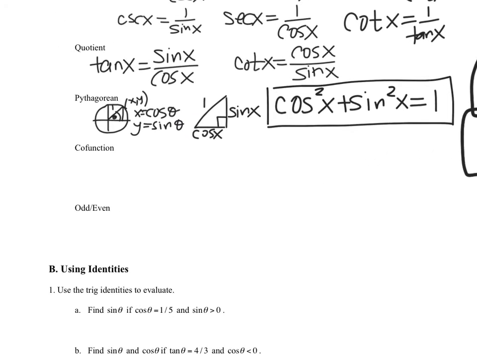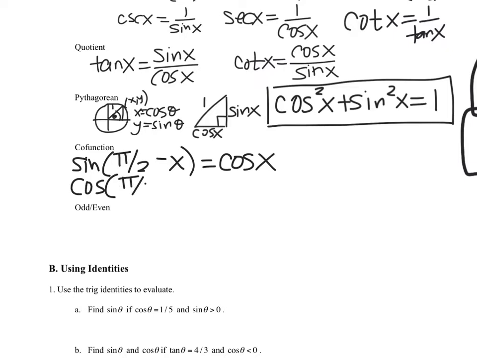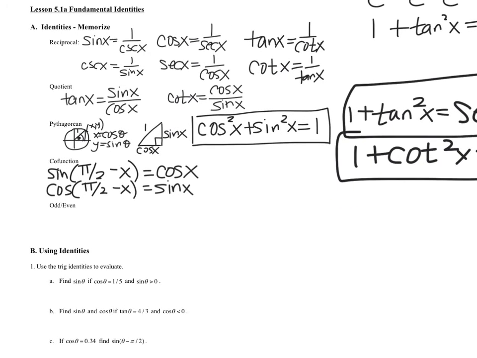Now I've got cofunction. This is what your cofunctions look like. The sine of pi over 2 minus x is equal to cosine of x. Okay? Also, cosine of pi over 2 minus x equals the sine of x. It has to do with their graphs and the shifting, the phase shift that you do. I know it's a little weird because x is negative and instead of x minus pi over 2, it's pi over 2 minus x. And then you also have secant and cosecant work that same way.